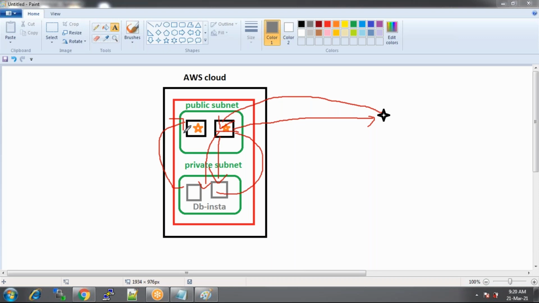Now we are talking about public subnet and private subnet. Is the purpose clear now? What is the public subnet? What is the private subnet? Then how do we provide security at the subnet level? Network level security, subnet level security. What do we call it?